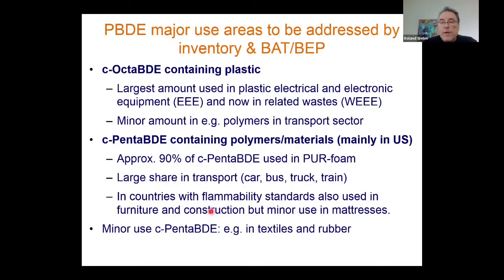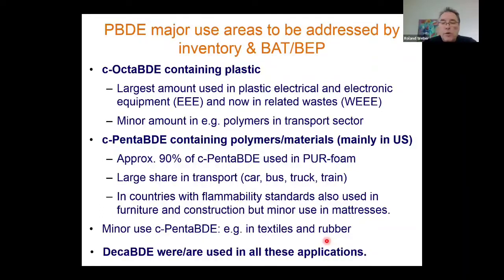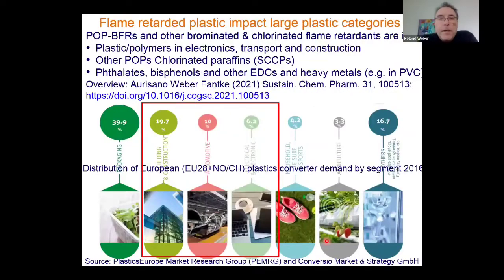Most countries do not have flammability standards which request that the polyurethane foam itself is flame retarded, and that's the reason why here the United States has a special high use. It was the flammability standard which was driving that use. So then we have a minor use of commercial penta-BDE in textiles and rubber. And when we look to the decabromodiphenyl ether, it was used in all those uses, and as you have seen, in more than 10 times the amount compared to commercial octa-BDE and commercial penta-BDE.